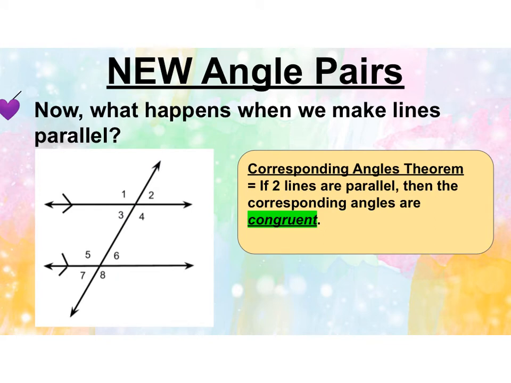We have a new theorem then. If you can identify what the angle is, like 2 and 6, if they're corresponding angles, we're going to call them all theorems. Corresponding angle theorem. If 2 lines are parallel, that has to be true. Then the corresponding angles are congruent.